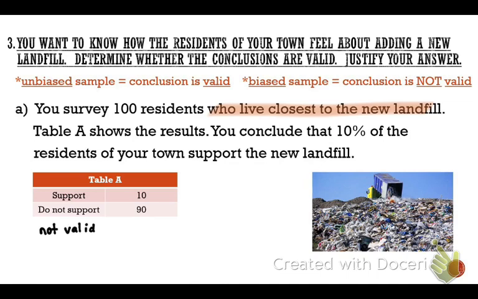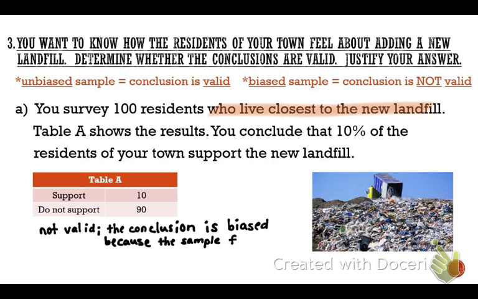Why is this not a valid result? Because they asked the people who live closest, or it's biased. Okay, let's use some of our math lingo. I want you to write this down. The conclusion, okay, so the conclusion is what we came up with, and you guys just told me it was biased. Now tell me why. Because the sample favors who? The people who live closest. Correct. The sample favors those who live closest to the landfill.